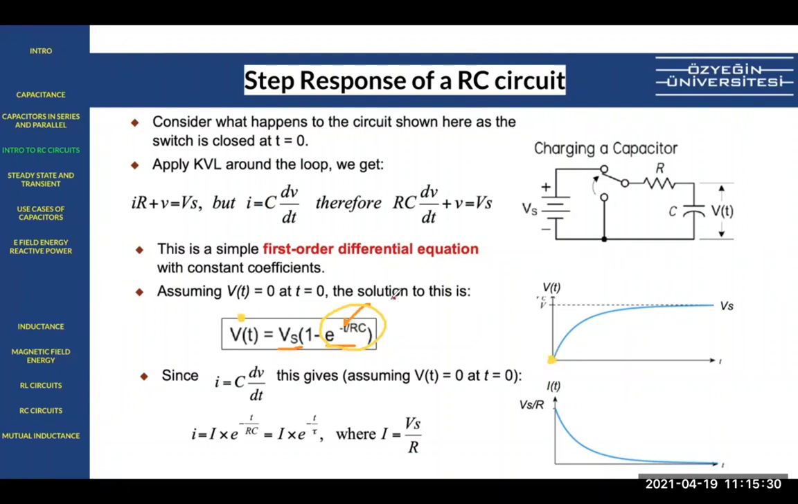What happens if t is not 0 but infinity? Exponential minus infinity is 0. 1 minus 0 is 1. Vs times 1 is Vs, right? So that it comes to the Vs.